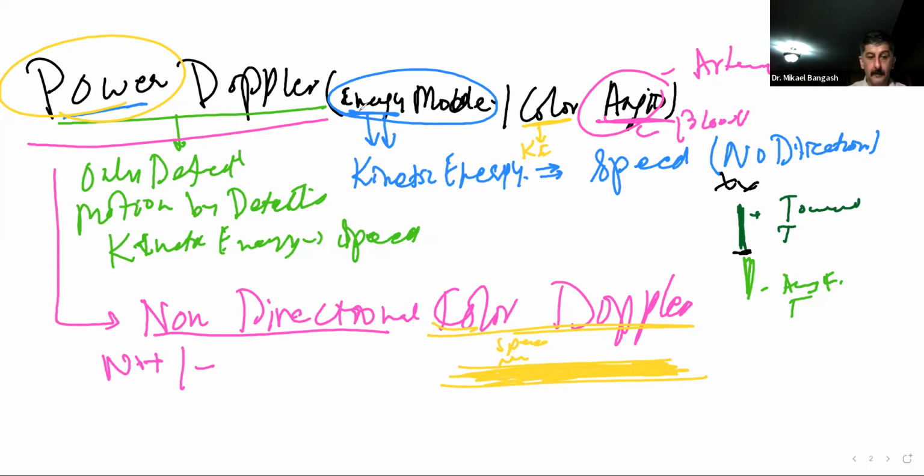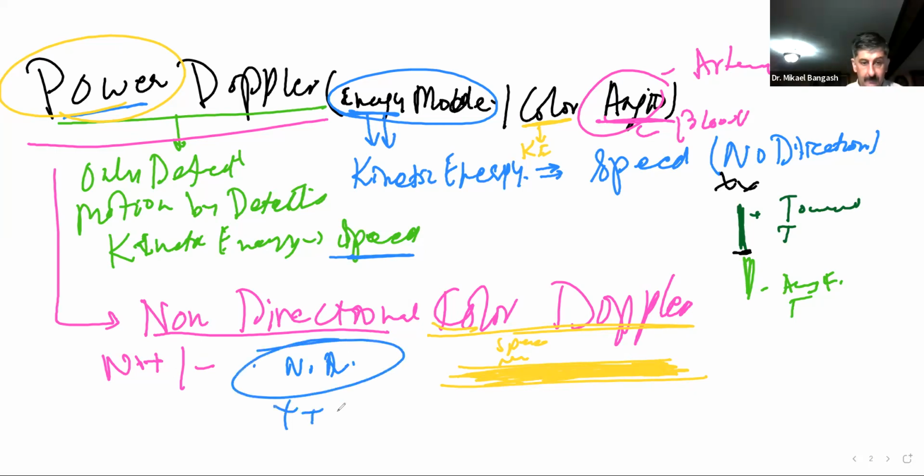Please remember, girls, this is non-directional, so no positive Doppler shift or negative Doppler shift. It just gives a Doppler shift, if you want to put it that way, which is going to be translated into speed. Did that make sense? Now, since there's no direction, no positive, no negative, there will be no aliasing. That is its main positive point.